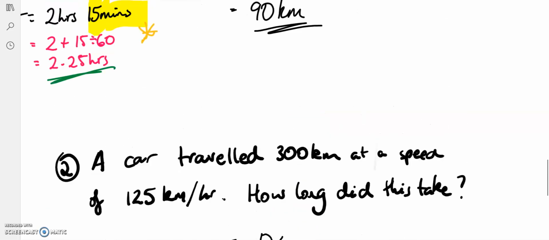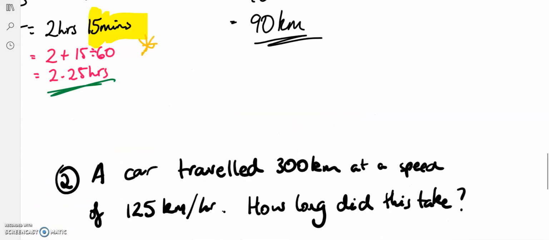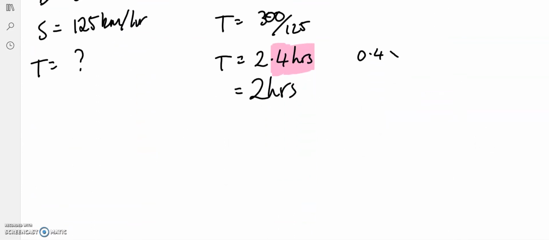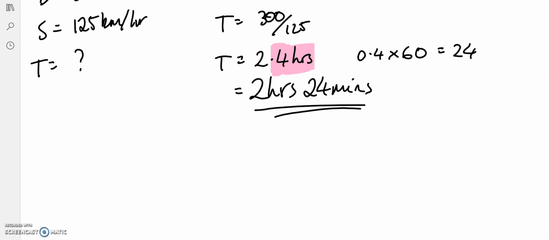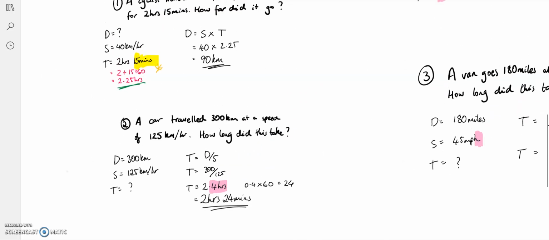So we want to go from hours to minutes. From hours to minutes, we're going to times by 60. So we're going to do 0.4 times 60. And that's going to lead to 24. So therefore, the time is 2 hours and 24 minutes. Okay, so decimal time, we can make it a little bit harder.